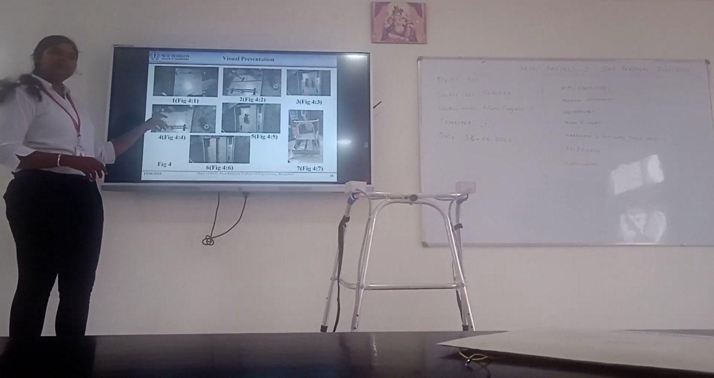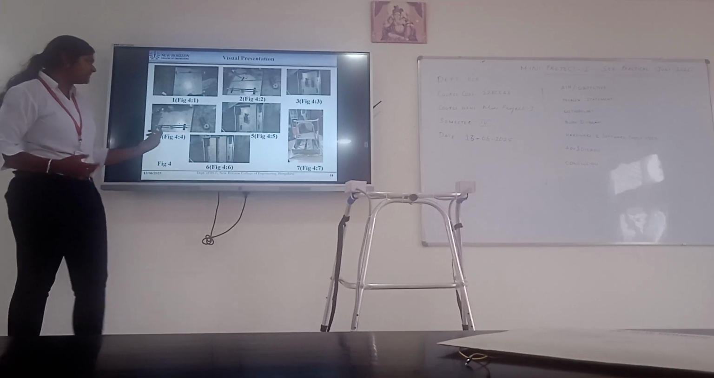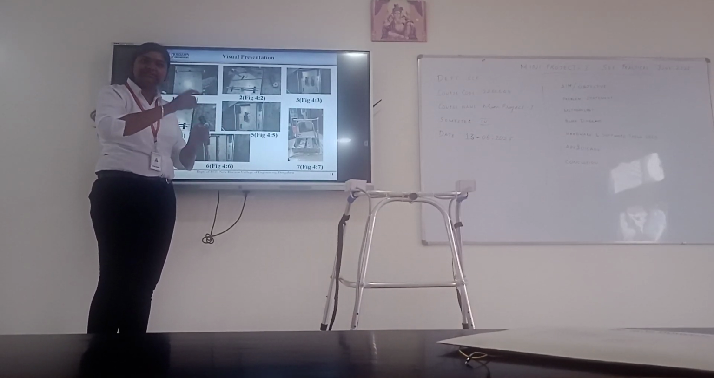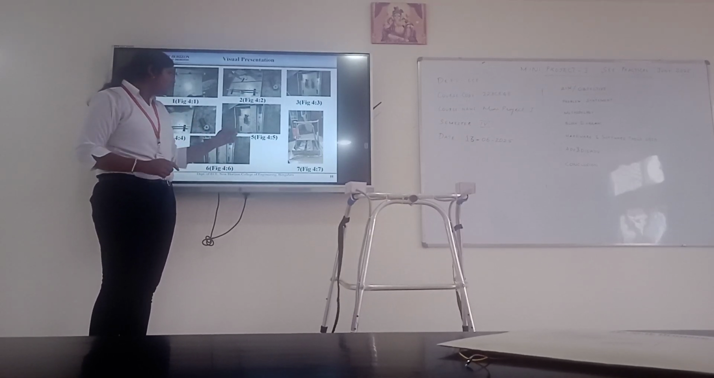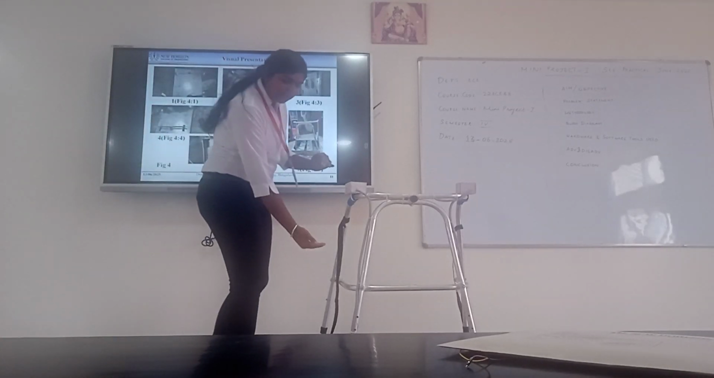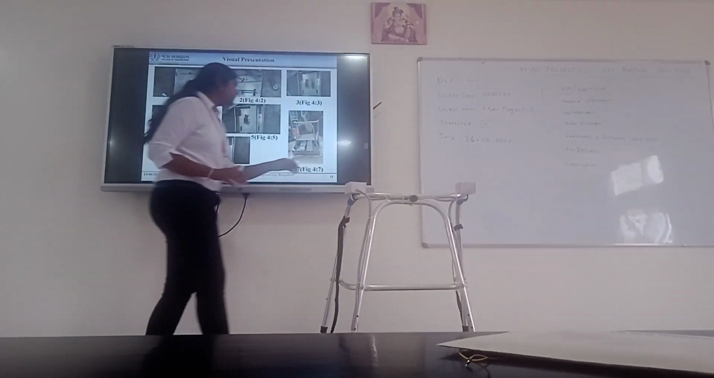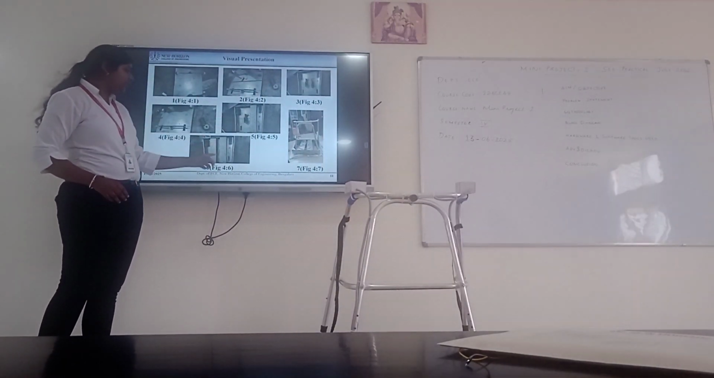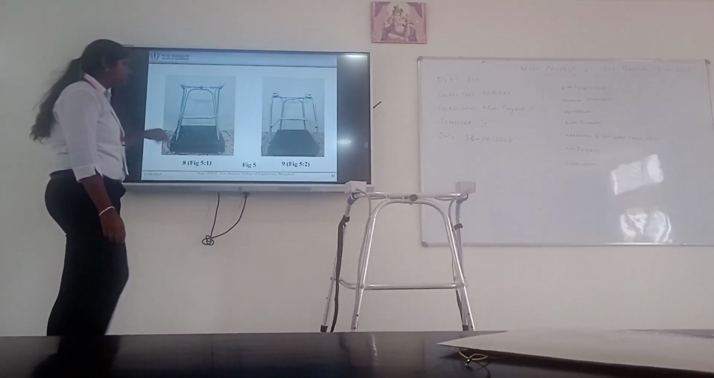Then fourth, we connected the chain sprocket. Then we kept the motor and checked the distance between the chain sprocket and the motor, so that it can rotate the wheels. Then we kept a base upon this, so that it can hold the weight of the person standing on it. Here one motor we have done, and here two motors also. Then wire connections we have done.